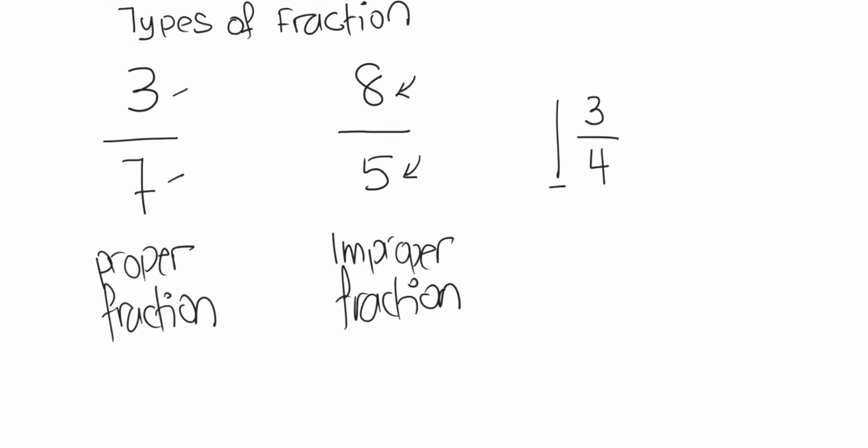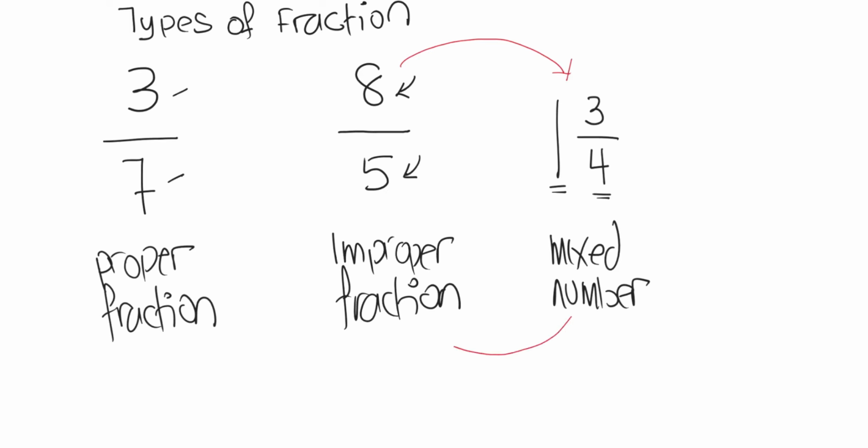Here I've got an integer and a proper fraction. So when you see this, this is known as a mixed number. Okay, this is known as a mixed number. Very straightforward. Now, before looking into simplifying of fractions, we will look at how we can convert an improper fraction to a mixed number and a mixed number to an improper fraction. How can we do this?